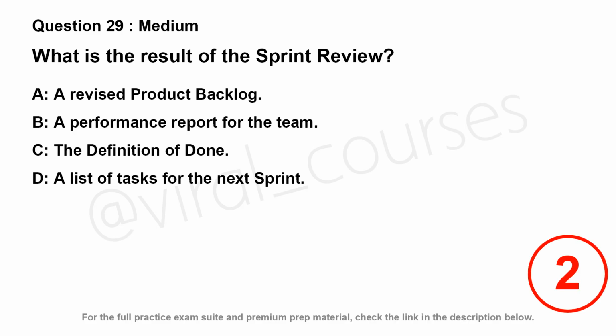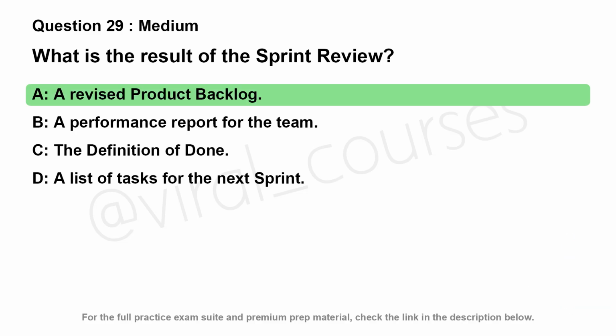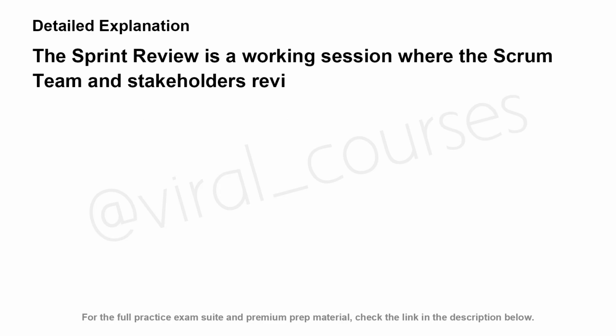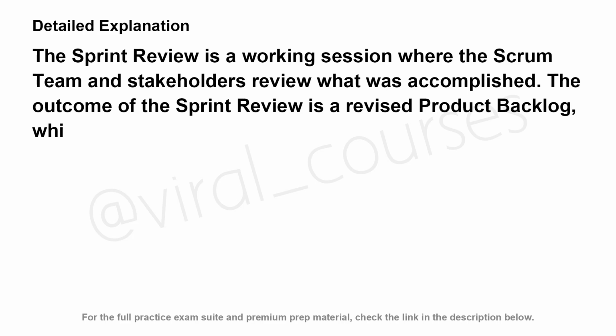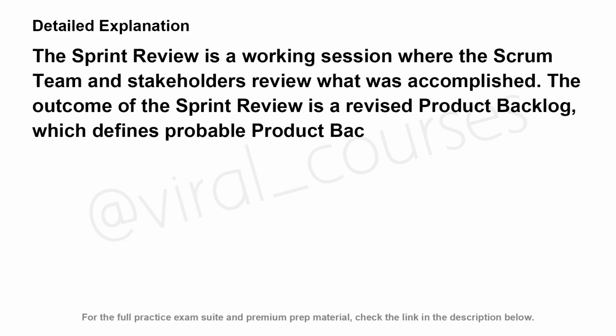The correct answer is A. The sprint review is a working session where the Scrum team and stakeholders review what was accomplished. The outcome of the sprint review is a revised product backlog, which defines probable product backlog items for the next sprint.